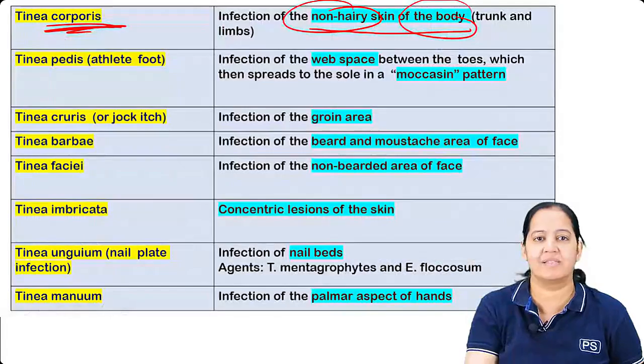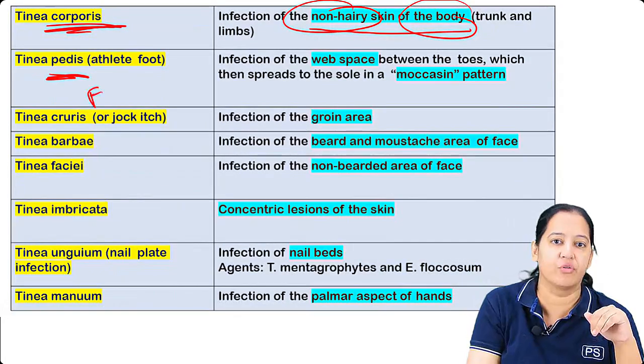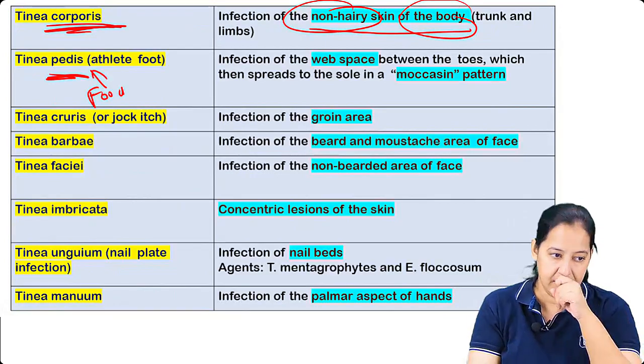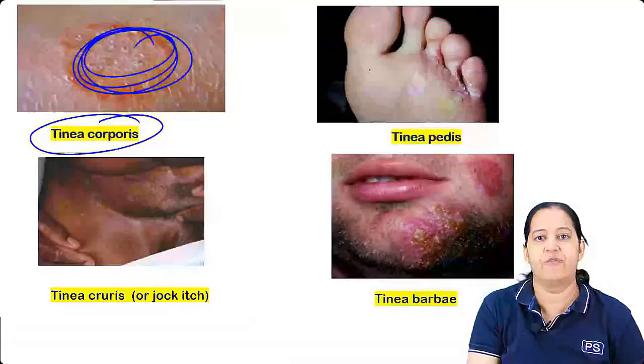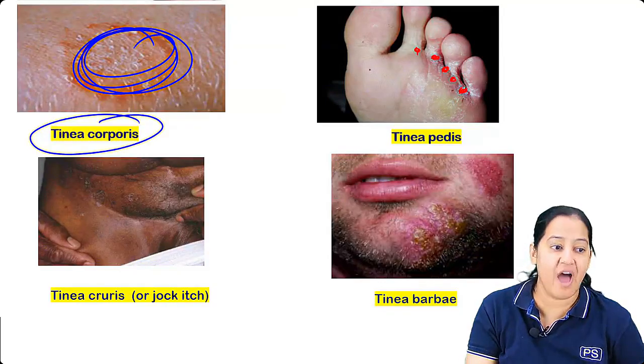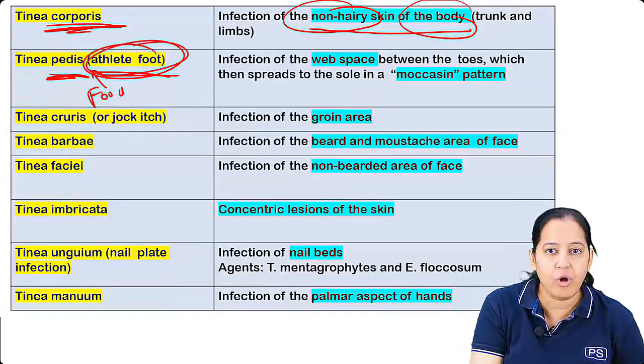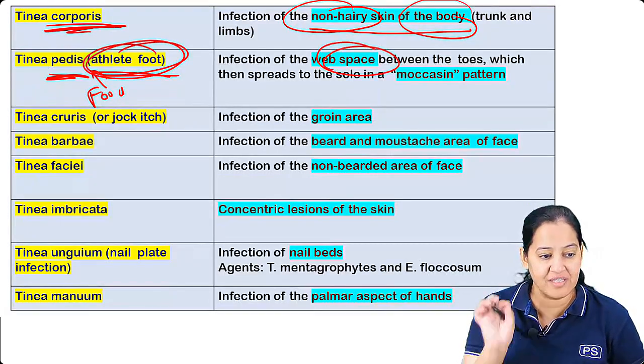Just learn the site. The next is tinea pedis. It is in the name itself, pedis. Pedis means foot. It is known as athlete's foot. So here the ringworm infection occurs in the web spaces of the foot. Pedis, also known as athlete's foot. The infection is in the web space of the foot.